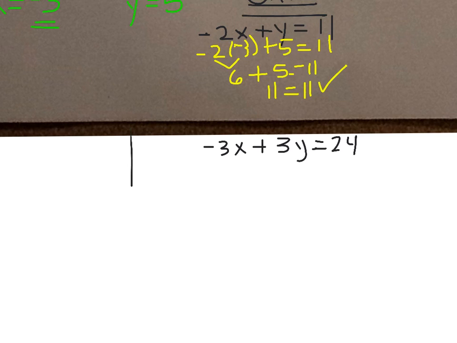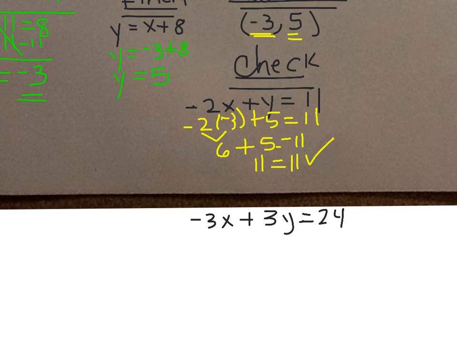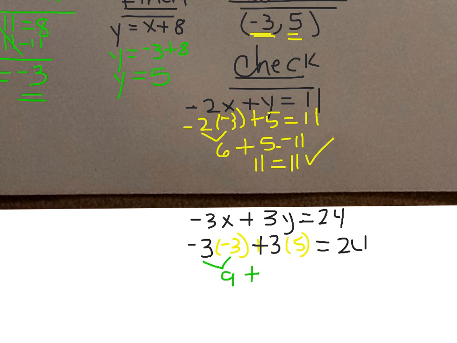So remember, your x is negative 3 and your y is 5. So it's negative 3 times your x, which is negative 3, plus 3 times your y, which is 5, and that has to equal 24. So negative 3 times negative 3 is positive 9. 3 times 5 is 15. Does that equal 24? Yes, 9 plus 15 is 24, equals 24, and that checks.